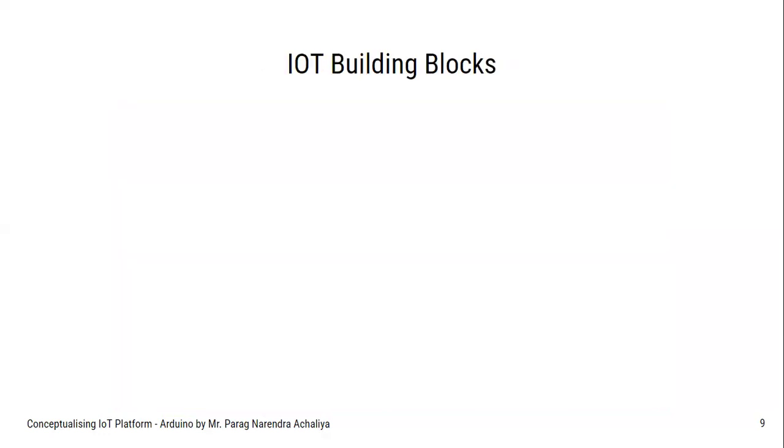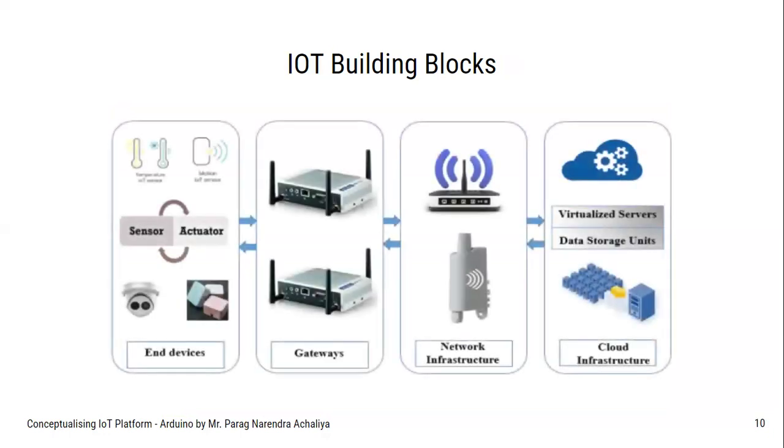Moving towards the IoT building blocks, these comprise various devices like end devices, gateways, network infrastructure, and cloud infrastructure. If you observe the arrows between these various building blocks, you can see that all the devices are bidirectional in nature. That means they generate data, meaning they send data, as well as receive data.